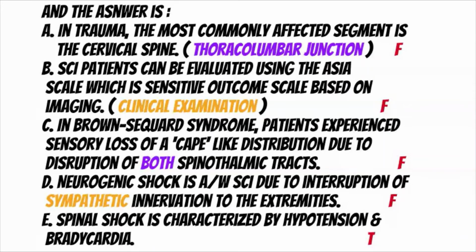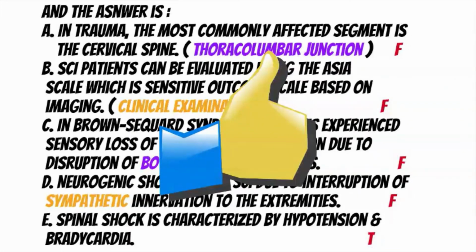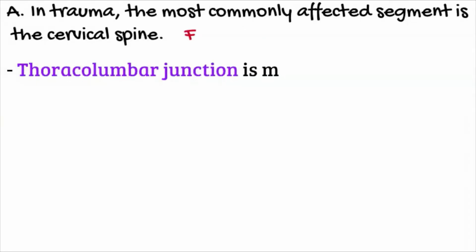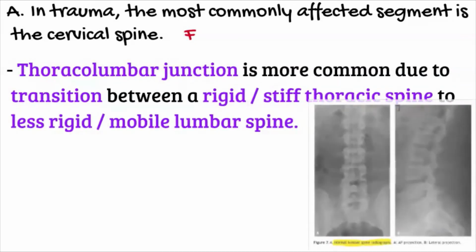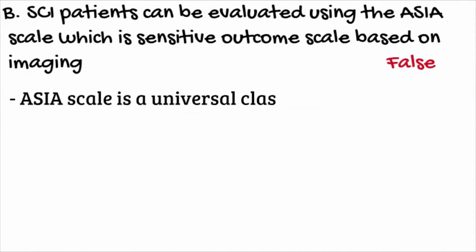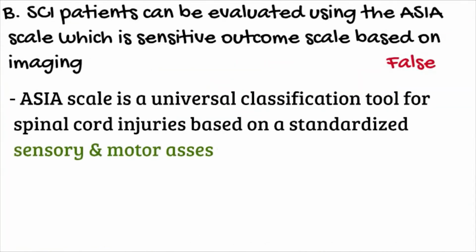And the answer is as highlighted and the reason for it. Thoracolumbar junction is more common due to transition between a rigid or stiff thoracic spine to a less rigid or mobile lumbar spine. ASIA scale is a universal classification tool for spinal cord injuries based on a standardized sensory and motor assessment.